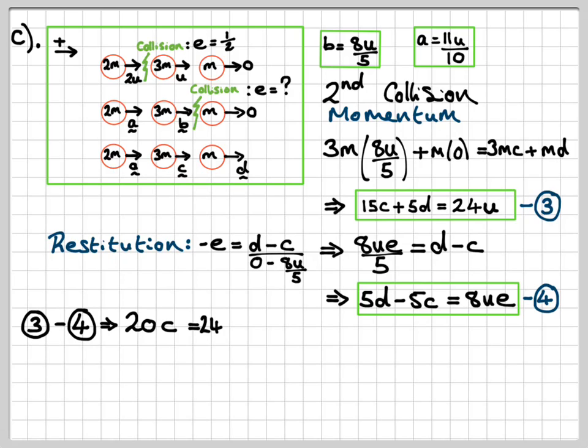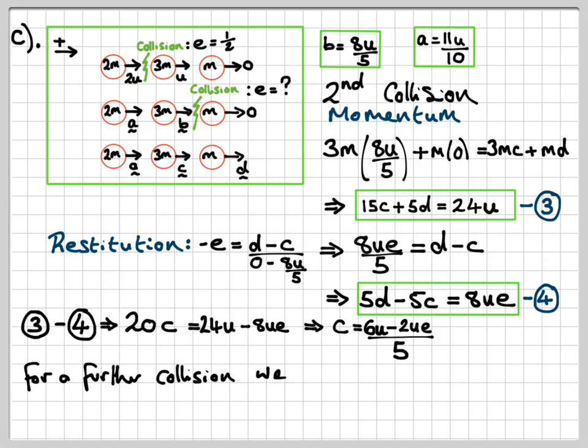And again, we simply have a pair of simultaneous equations to solve. I'll call them 3 and 4, and I'll do 3 minus 4, which will allow me to find the velocity of C, and then I'm going to be able to determine whether or not there are further collisions. So let's have a see. That gives me that C is equal to 6u minus 2ue all over 5.